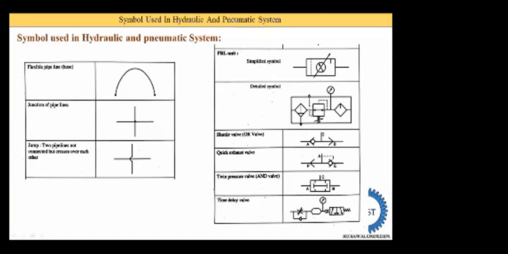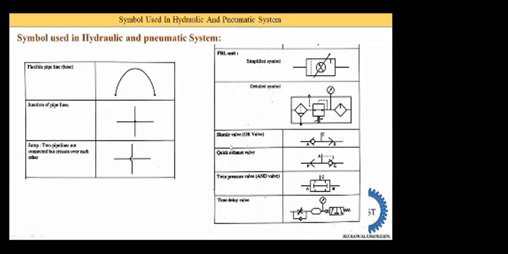This is the symbol for the filter: one square with a 45 degree dashed line and one horizontal line. R means regulator, the pressure regulator, so we draw the symbol of the pressure relief valve. And L means lubricator, so this is the symbol of the lubricator. Now in the simplified symbol, all three symbols are combined and one simple symbol is made. There is one rectangle, inside it one circle with one arrow line, and another arrow line at 45 degrees. So this is the combined symbol, called the simplified symbol of the FRL unit.